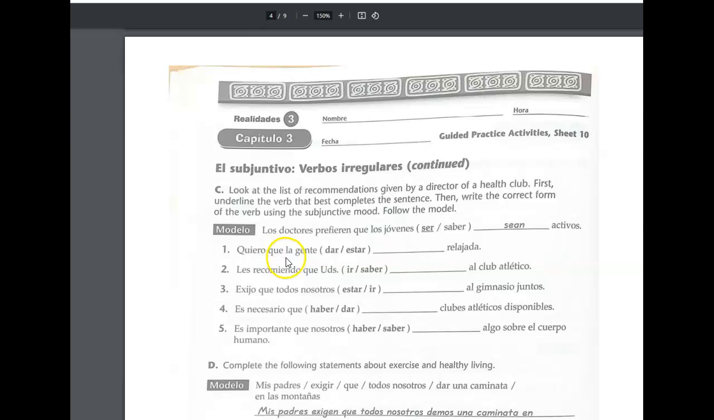Quiero que la gente esté relajada. Relajada is to be relaxed. We want to use the verb to be there. Les recomiendo que ustedes vayan. Vayan al club atlético, the gym or athletic club, to go to. Anytime you have al, it's a good indication that you want to use the verb ir.